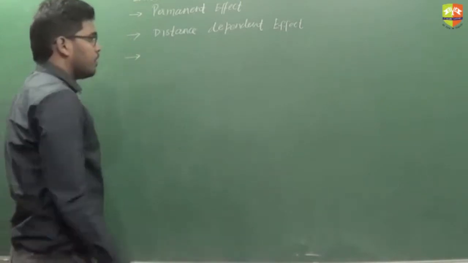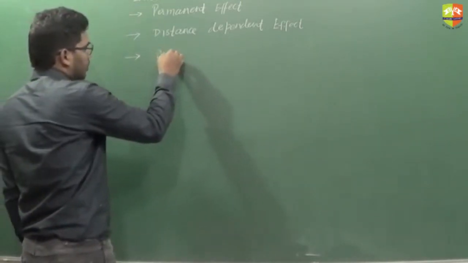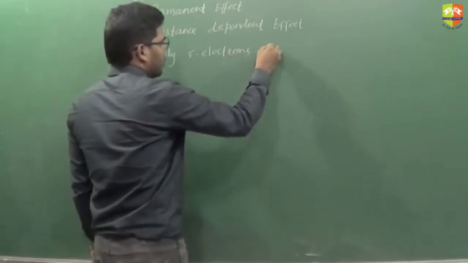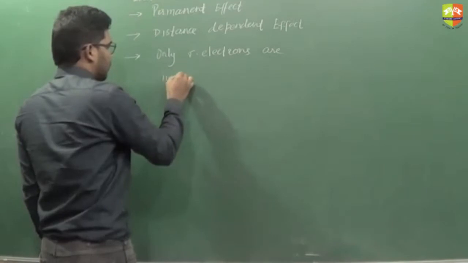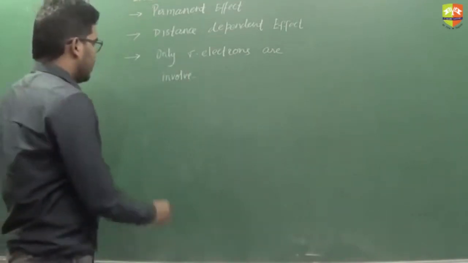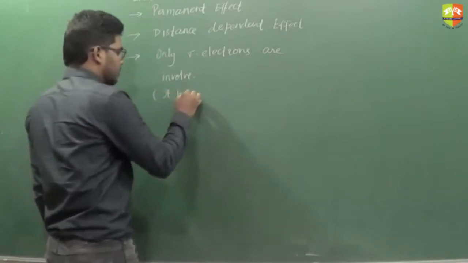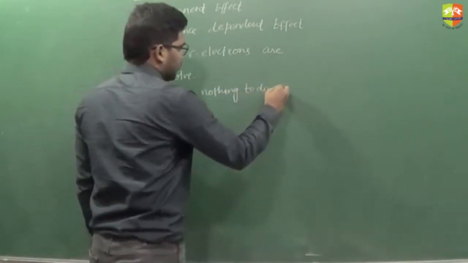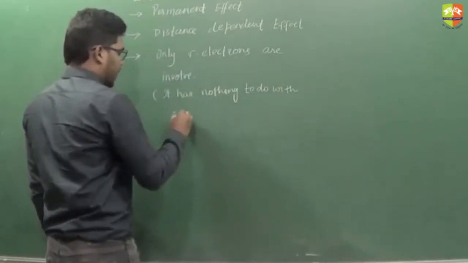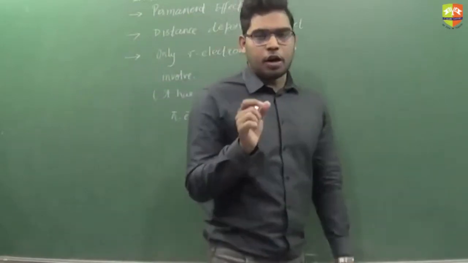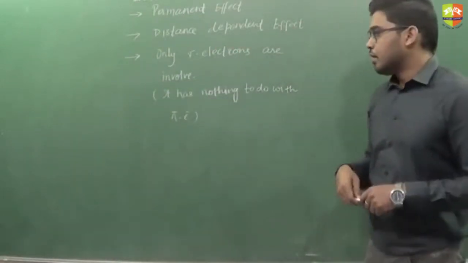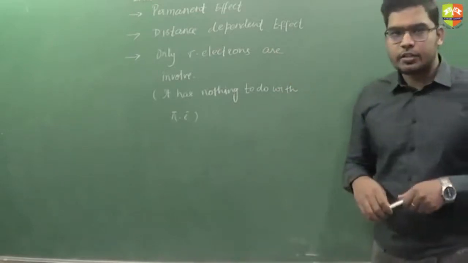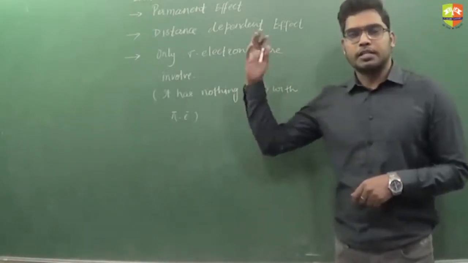The third important thing here is that only sigma electrons are involved. It has nothing to do with pi electrons. Sigma electrons means the bond pair of electrons present in a sigma bond. Pi electrons are the bond pair of electrons present in a pi bond. These are a few important characteristics of the inductive effect, applicable whether it is plus I or minus I effect.